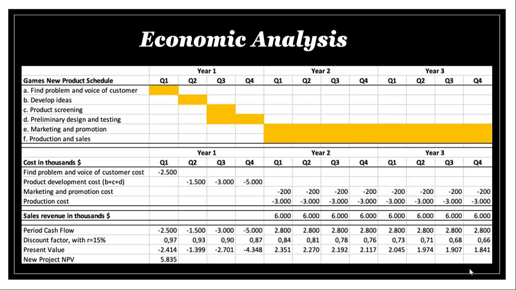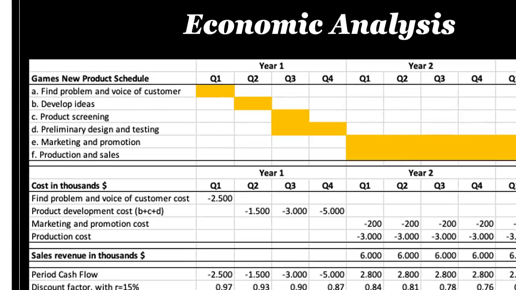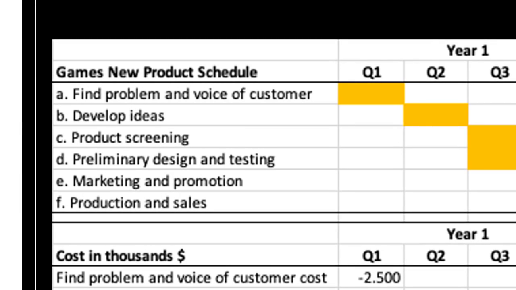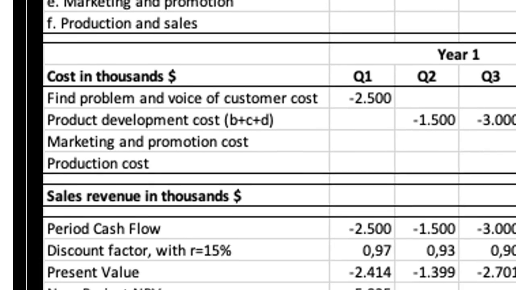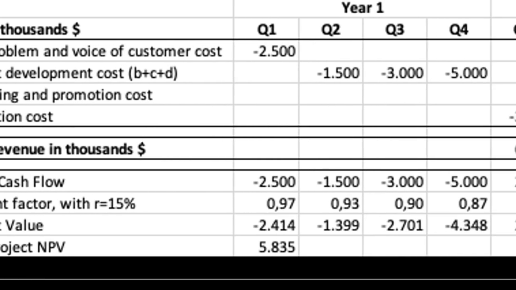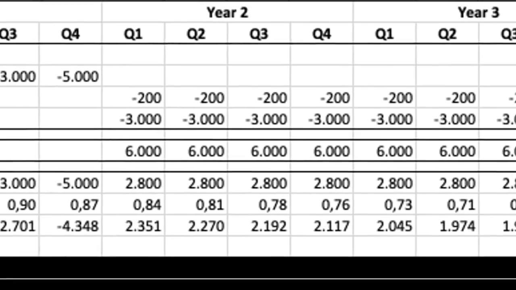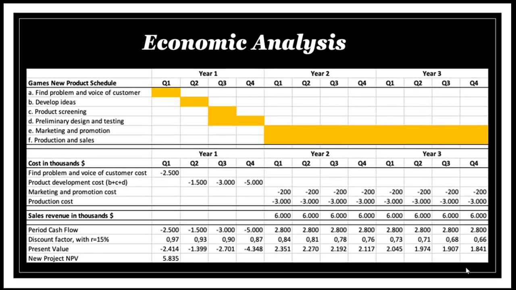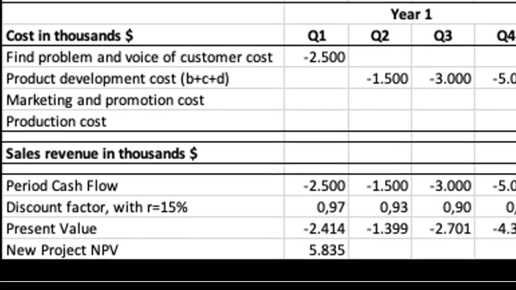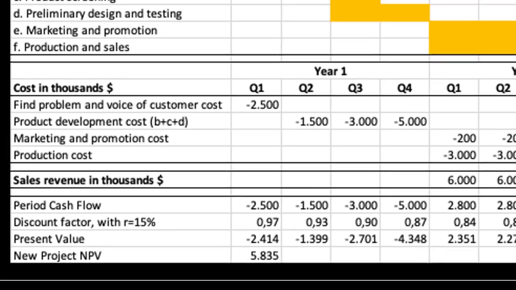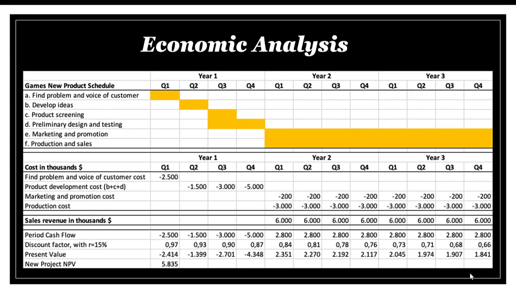It starts by making a list of activities, a schedule along with the amount of costs needed in each period. Furthermore, it is also necessary to identify revenue projections for each period. Based on cost and revenue data, the amount of period cash flow can be calculated, and by using a discount rate of 15%, the discount factor and the present value in each period can be obtained. In this case, the NPV value obtained is positive, so the company can continue the new product project.